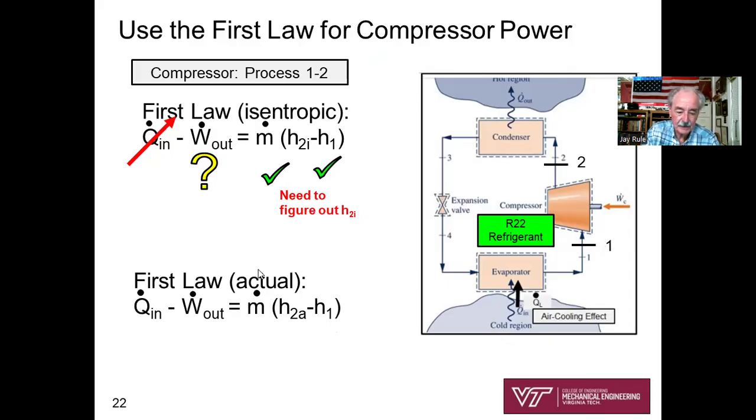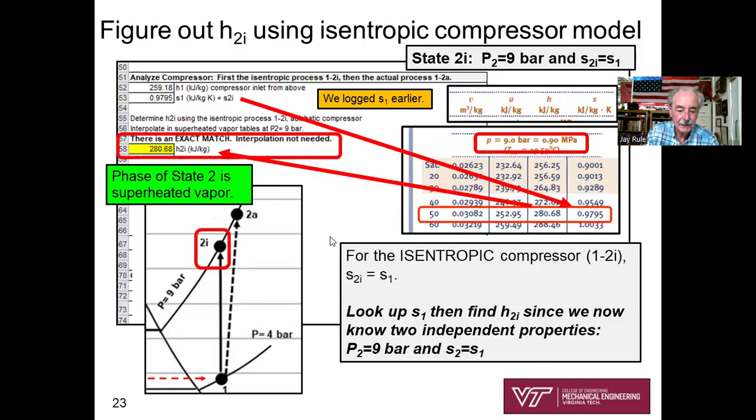Okay. I wrote down the first law for actual just so you can see the difference in the two statements of the first law for two different processes. This is irreversible and adiabatic. This is reversible and adiabatic. We're going to focus on the isentropic compressor. Then we will apply compressor efficiency to get the actual power needed. All right, so let's figure out H2 isentropic.